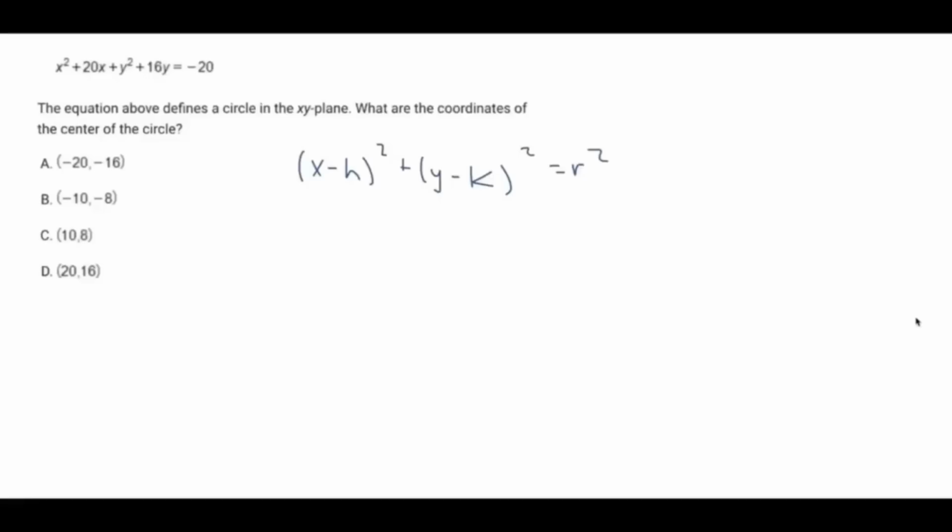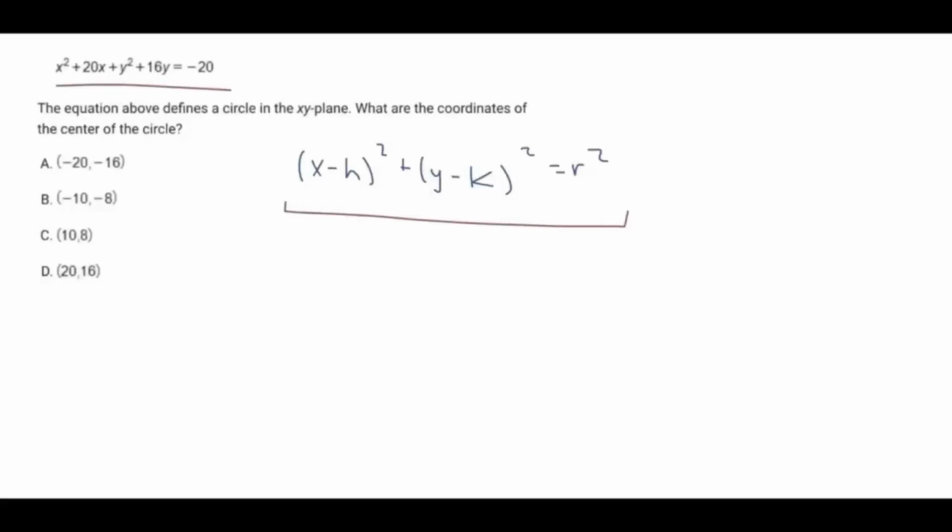The equation above defines a circle in the xy plane. What are the coordinates of the center of the circle? So I've written out the actual circle equation out here. You can see that our current equation doesn't match that, so we can't really base our coordinates here. So we can't take 20 or 16 or any of that, but essentially to find our coordinates, we know that H and K represent the coordinates of the center of the circle.